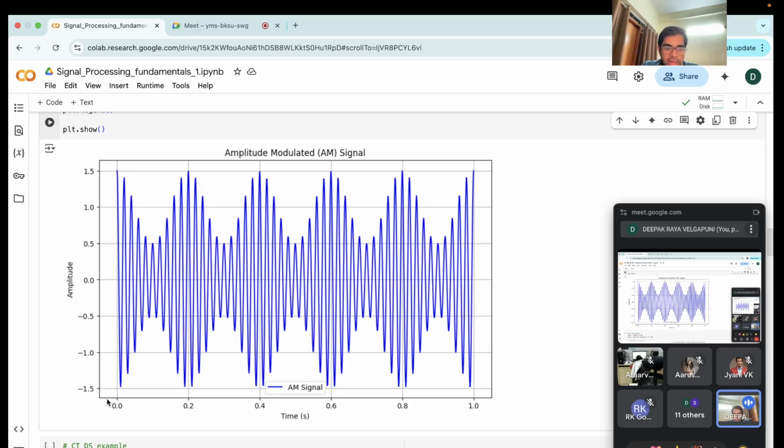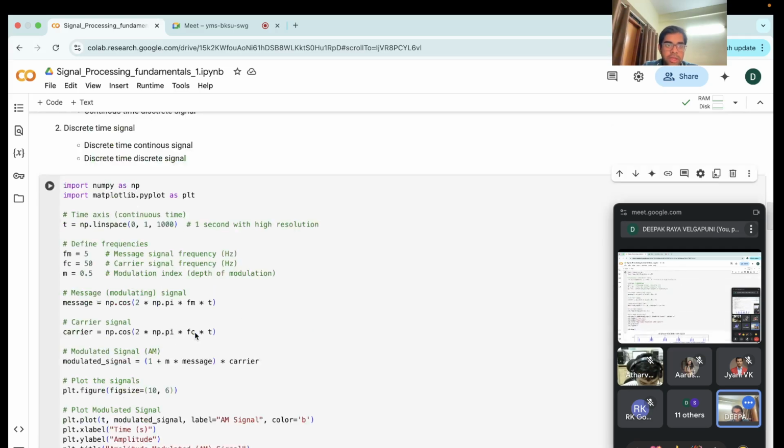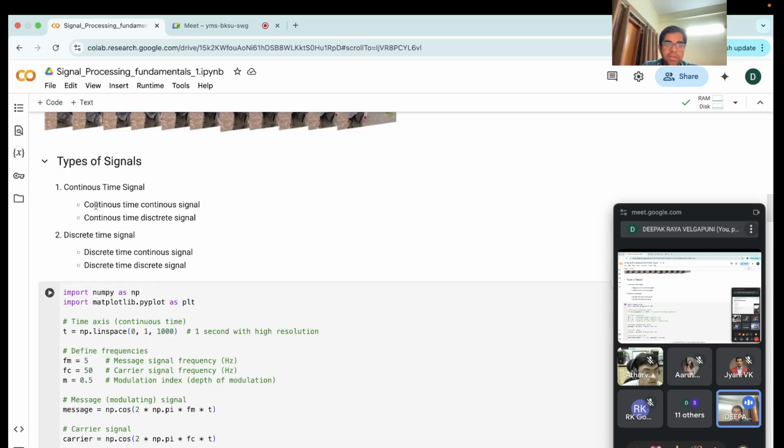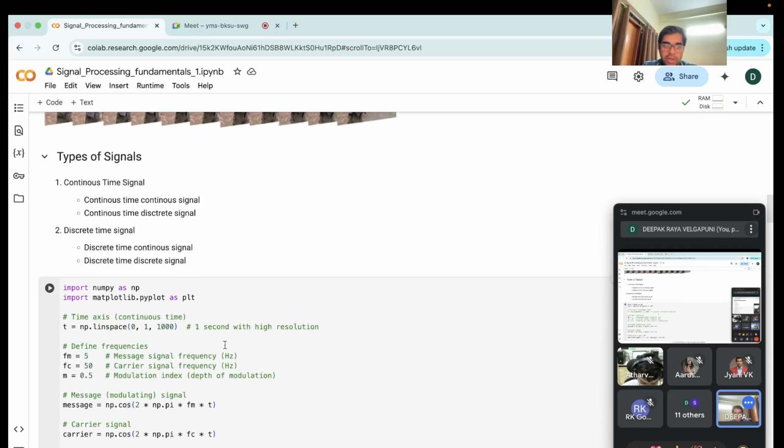Here we see that the time is continuous, and as time progresses the amplitude also takes continuous values, for example from minus 1.5 to 1.5. What I mean is it's not taking discrete values, not just 1.5 or 1. It is taking a continuous set of values. So this is an example of a continuous time continuous amplitude signal.